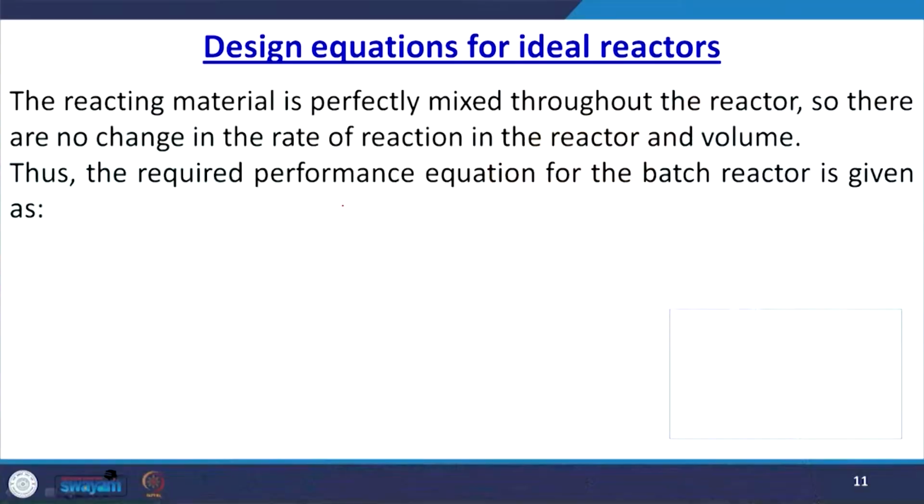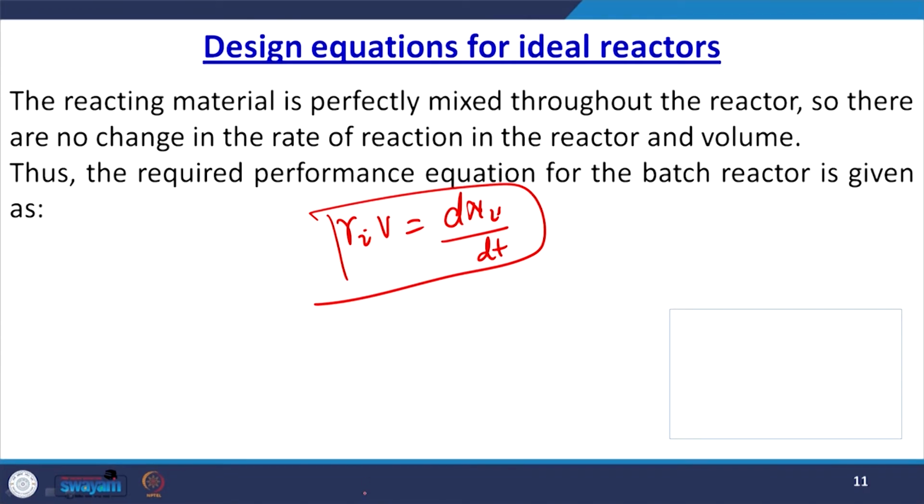Now the reacting material is perfectly mixed throughout the reactor, so there is no change in the rate of reaction in the reactor volume. Therefore, the required performance equation in the batch reactor is usually given by the following. So this is our required performance equation, which is quite useful for the system.